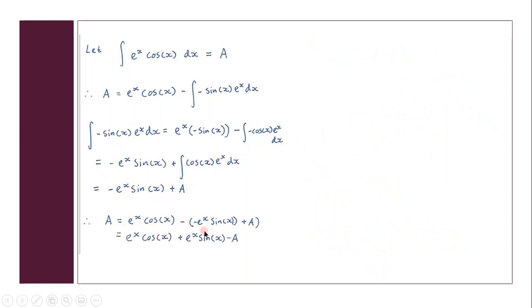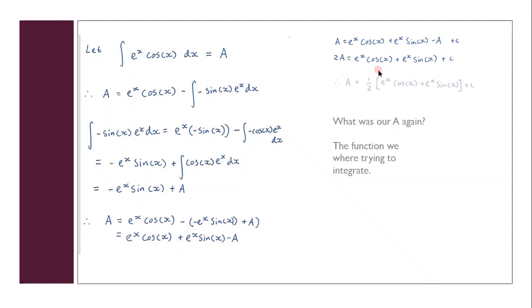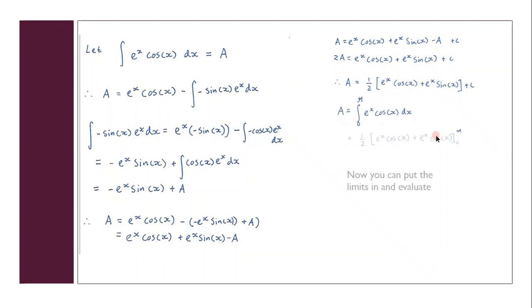So now we put it all together. And what do we find? We find this, that our A is just equal to a half of our combined equations. So what was our A? Our A was our original function. So we have actually evaluated the integral of this function, just not exactly directly. We did have to do some substitution.